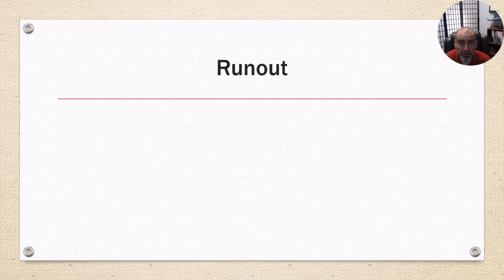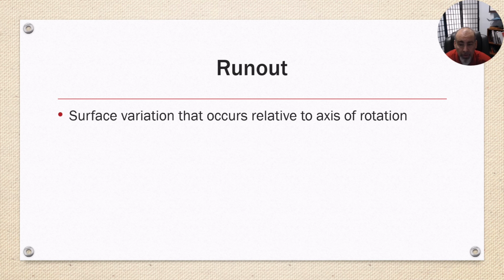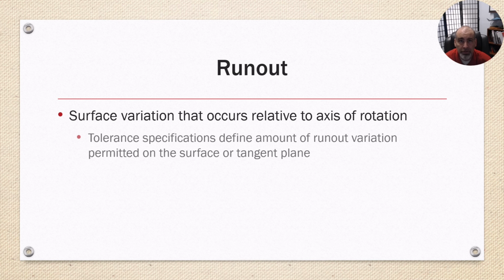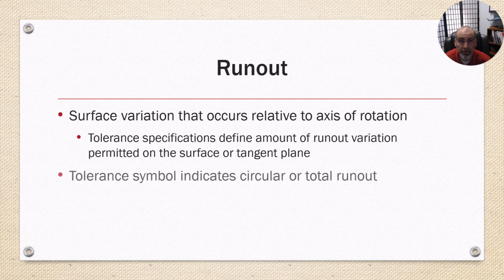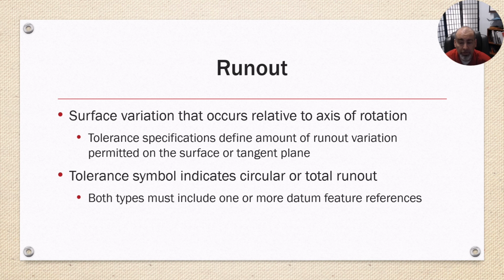Runout is a surface variation that occurs relative to the axis of rotation. The tolerance specifications define the amount of runout variation permitted on the surface or tangent plane. The tolerance symbol indicates circular or total runout. Both types must include one or more datum feature references.